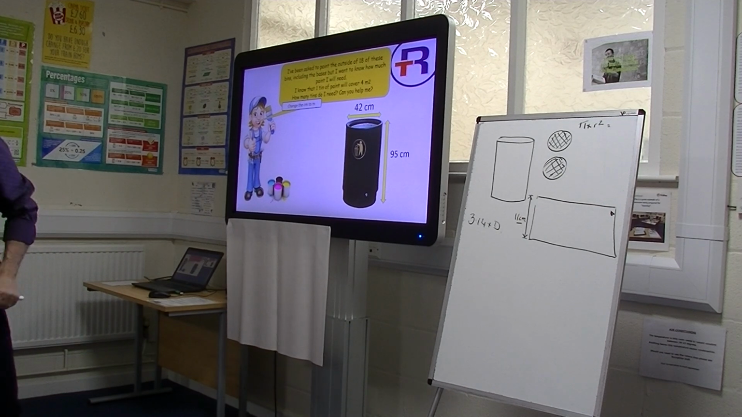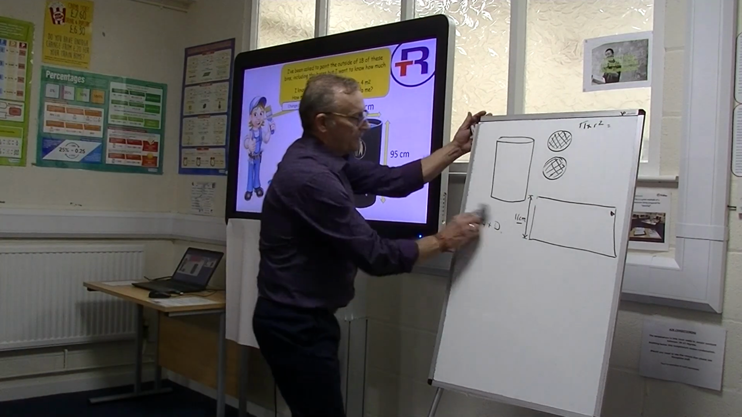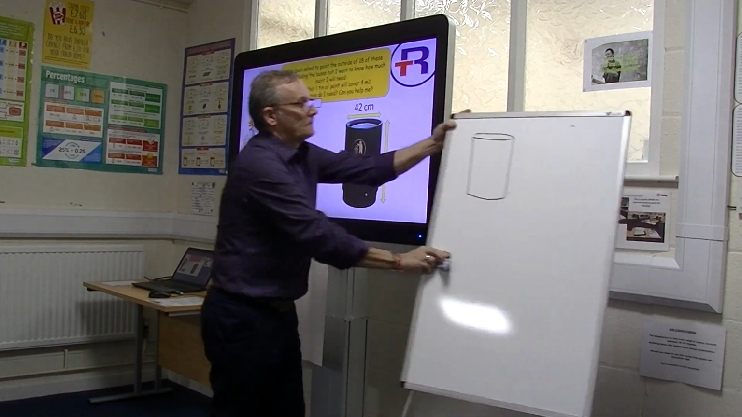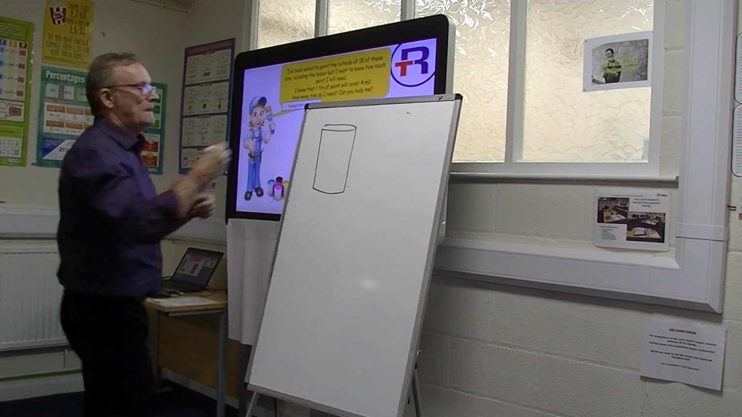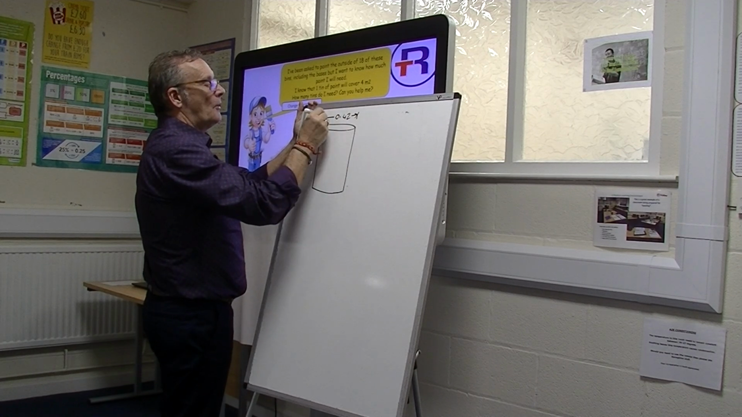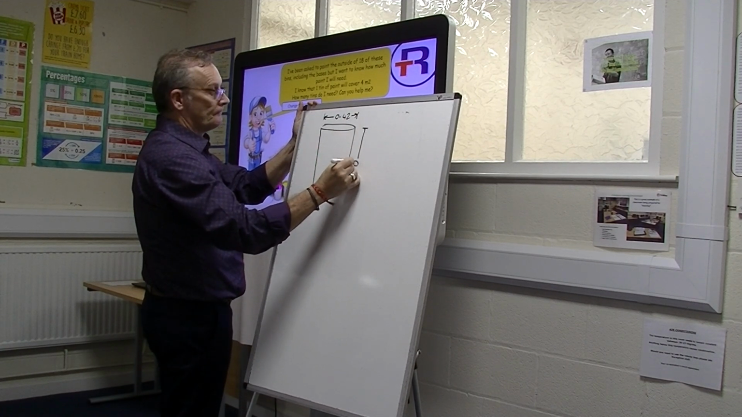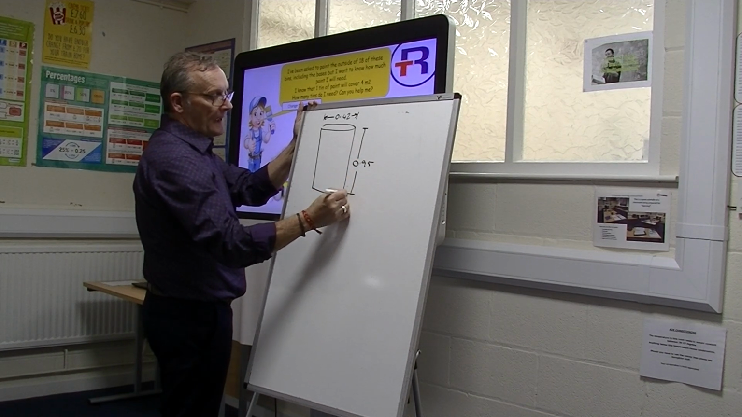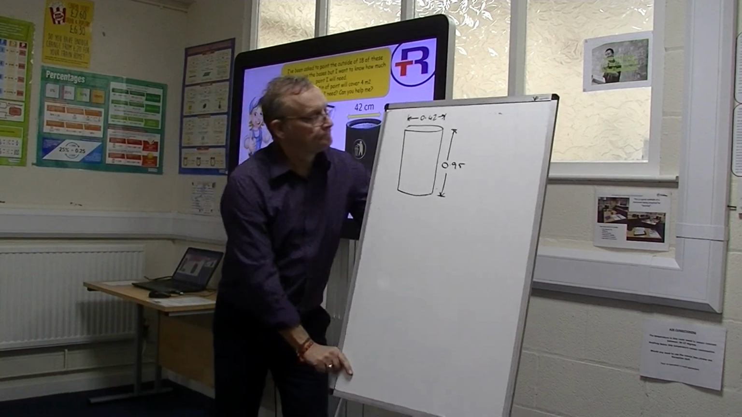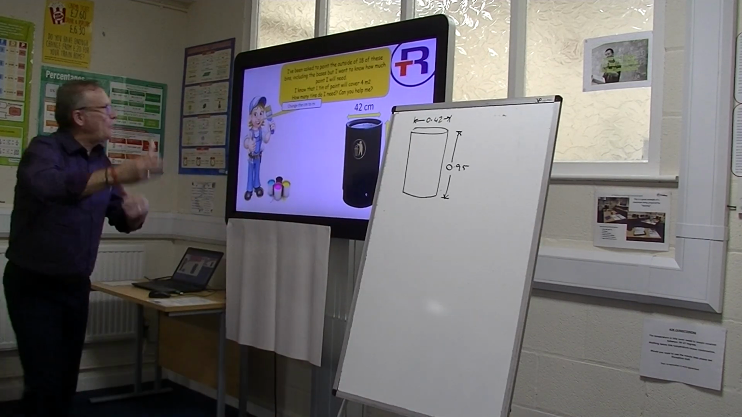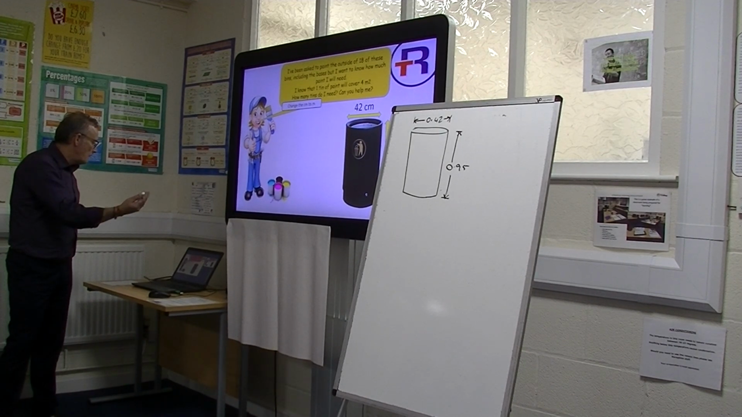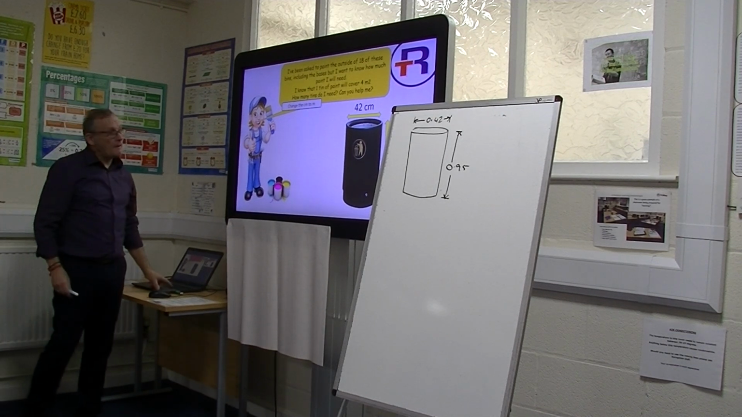So now our bin should, I'll just rub this off a second. Our bin now will read this. 0.42, 0.95. Right, okay. We're going to paint, or she's going to paint, sorry, the outside of the bin and the bottom of the bin.